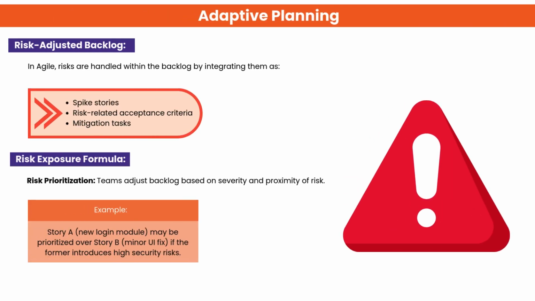In Agile, risks are managed directly within the backlog. Teams add spike stories, risk-specific acceptance criteria, or mitigation tasks. Backlog items are prioritized based on the severity and likelihood of risk. Example: a high-security risk story may be prioritized above a minor UI fix.